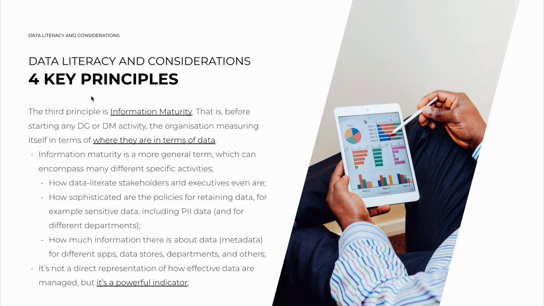Our third principle is information maturity. And this is a type of maturity in the organization, just like any other type. You can have technological maturity, you can have human resource maturity, and so on. And data are no exception. So before starting any data governance or data management activity, the organization should measure itself in terms of where they are in terms of data. That is, how well they prevent data issues, how well they remediate data issues, what is the quality of their controls, among other aspects, which we'll cover in detail later.